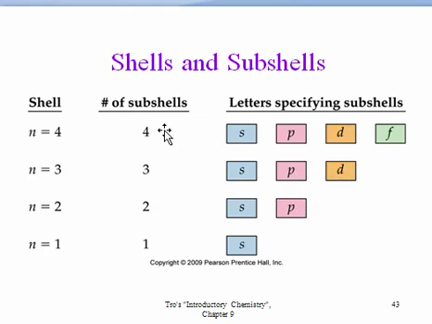And then 4 squared is 16. 16 times 2 would be 32. 2 electrons, 6 electrons, 10 electrons, and 14 electrons maximum in each one of these subshells. The maximum number of electrons the fourth energy level or the fourth shell can hold is 32 electrons.